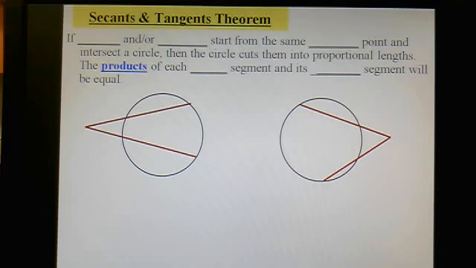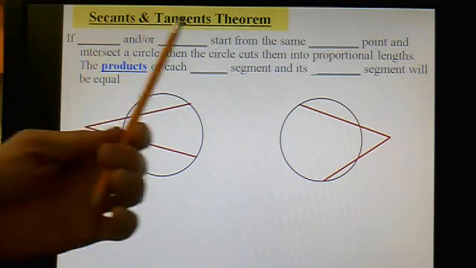All right, this is mainly for periods 3 and 4, or if you were absent in period 1 yesterday. On the back of the page, we can get into the secant-tangent theorem. And I have taken the liberty to combine these two theorems in your book.